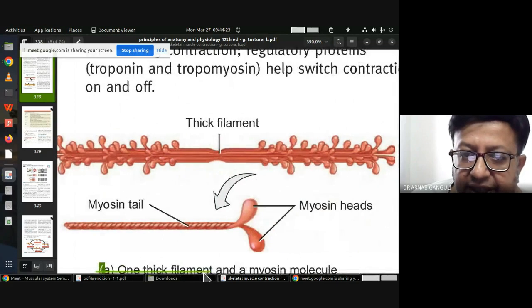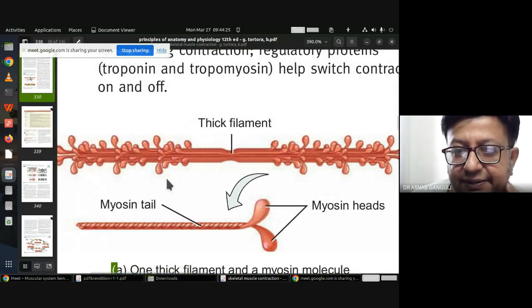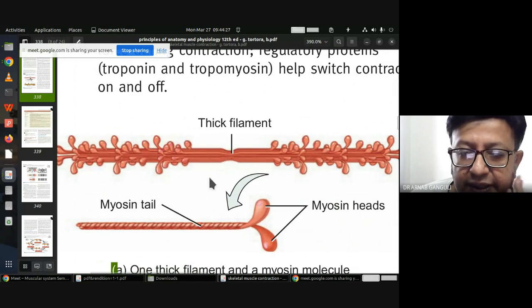So you are seeing the thick filaments. দেখতে পাচ্ছ?